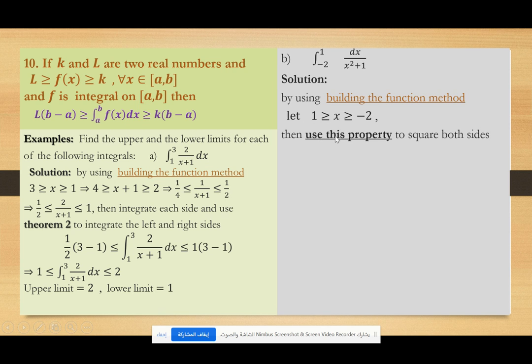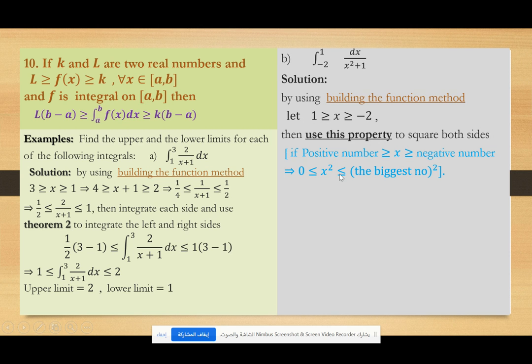Then here we have a property. We didn't discuss it before, so I want you to take care about it and understand it first before we continue. You're going to use this property to square both sides. If there is x between a negative number and a positive one, and you want to square each, what will happen? You will get x squared here, and you know that x squared can't be negative. It's always positive.